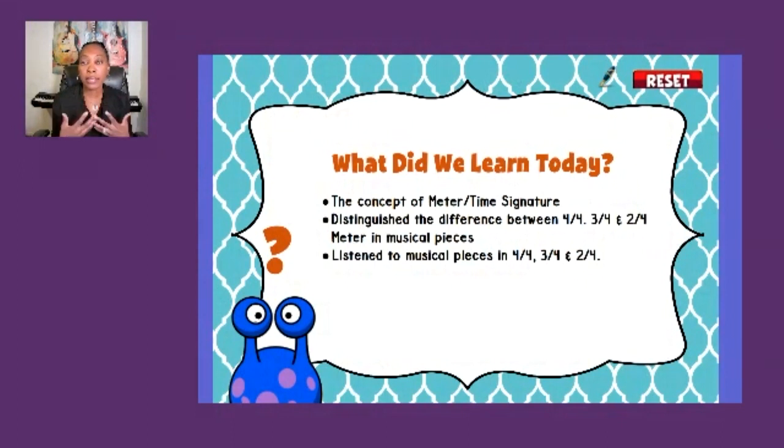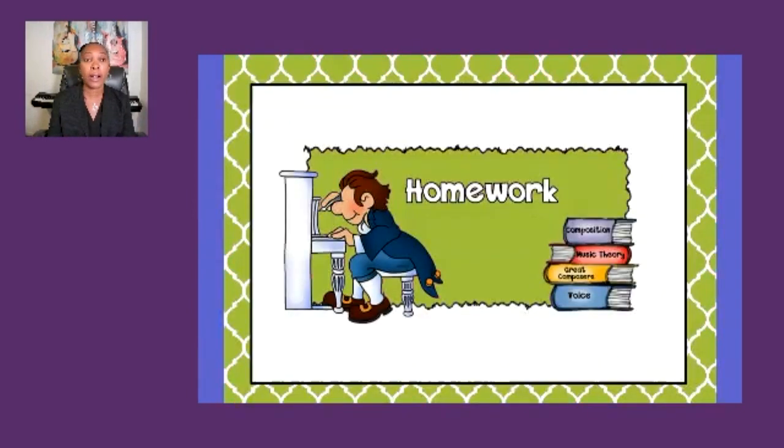You were able to listen and hear the 1, 2, 1, 2, 1, 2, 3, 1, 2, 3, 1, 2, 3, 4, 1, 2, 3, 4, etc., right? Good work. So let's talk about our homework.